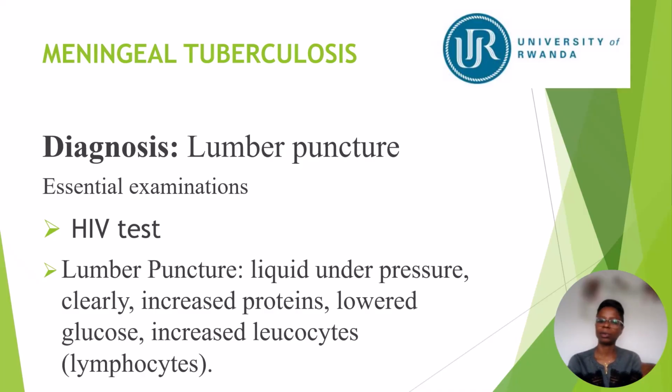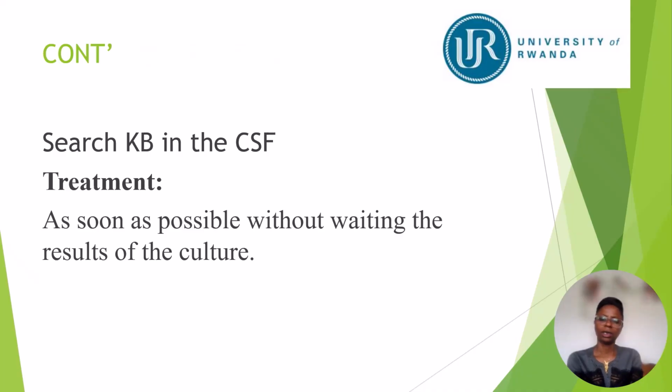For diagnosis, you have to do a lumbar puncture, and another essential examination is the HIV test. In lumbar puncture, we take the cerebrospinal fluid: the liquid is under increased pressure, there is increased protein, lower glucose, and increased leukocytes. Means in a person who has meningeal tuberculosis, when you take the cerebrospinal fluid, it comes out with pressure. They also have to search for Koch bacillus in the cerebrospinal fluid. Then you have to start treatment as soon as possible without waiting for the results of culture.